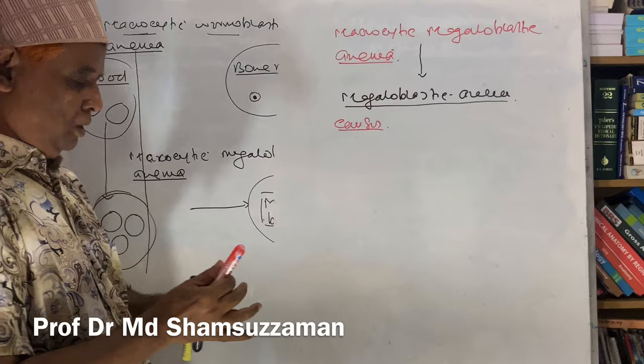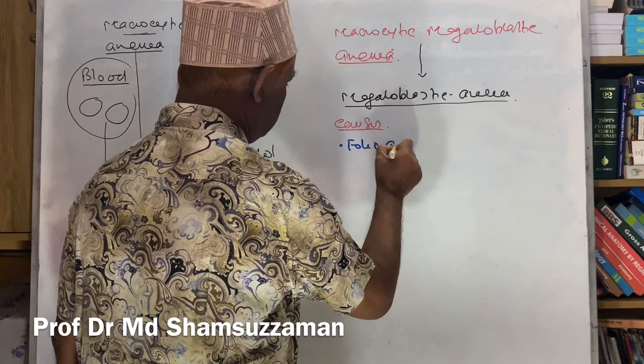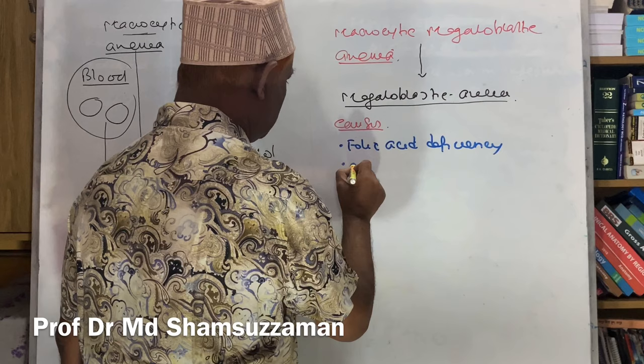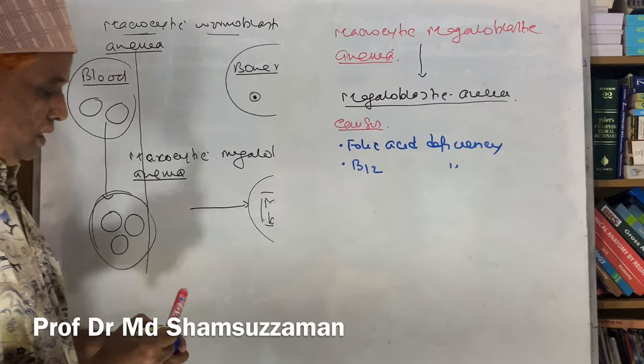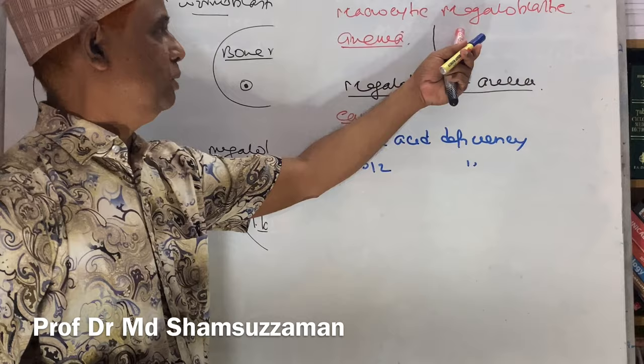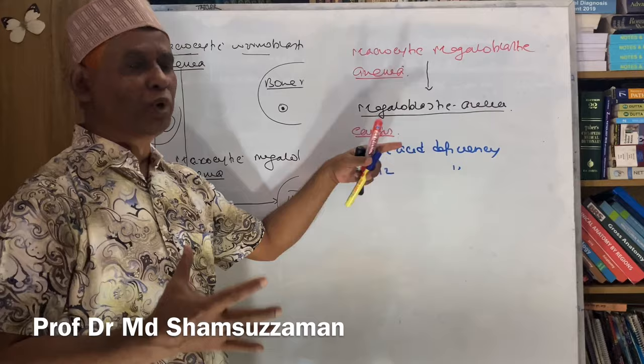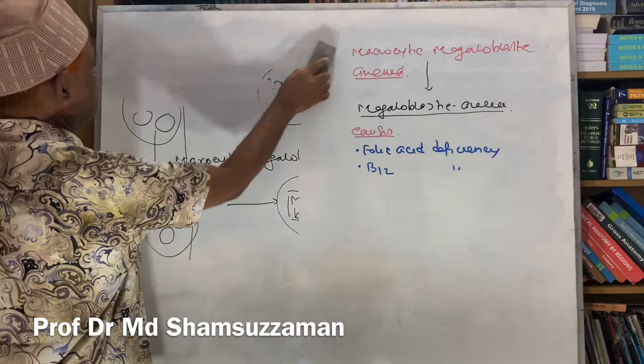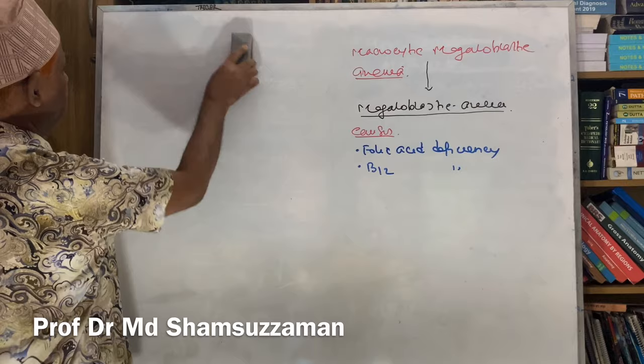The causes may be, one, folic acid deficiency, and another, vitamin B12 deficiency. These are the causes of megaloblastic anemia, or macrocytic megaloblastic anemia. Now, if there is deficiency of either of these two or both, how does megaloblastic anemia develop? That is, what is the role of vitamin B12 and folic acid in preventing megaloblastic anemia, or how does deficiency of these two or one of them cause megaloblastic anemia? That is pathogenesis.